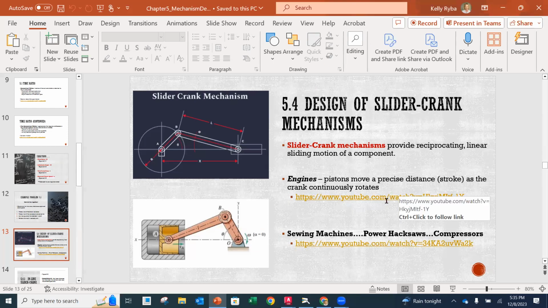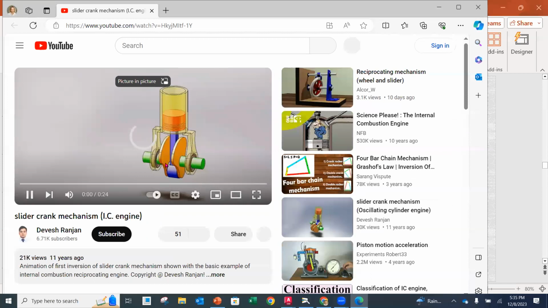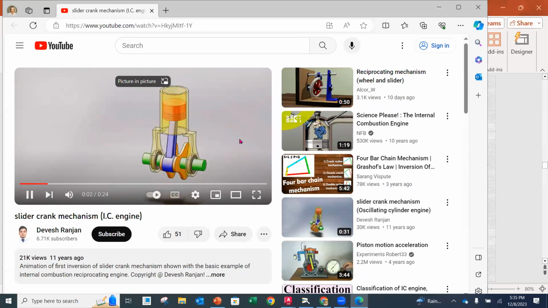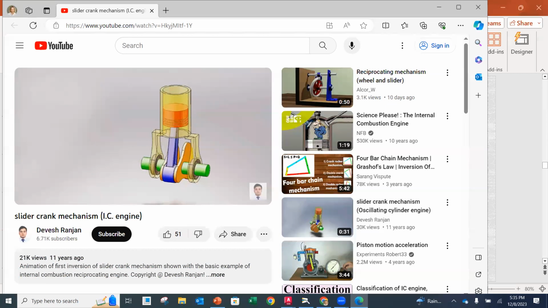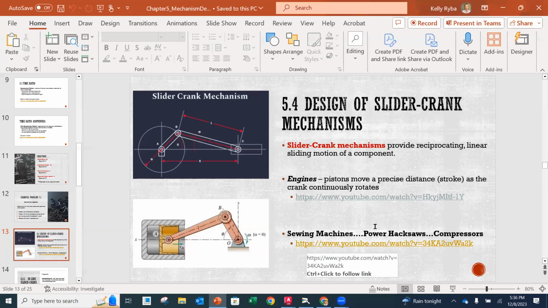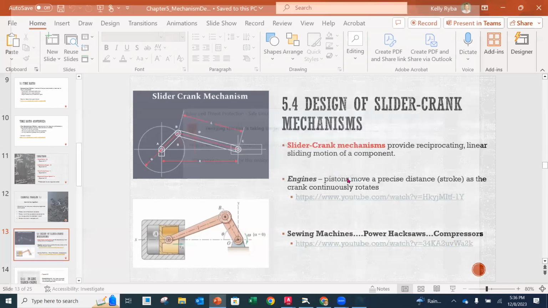We'll look at a really quick example here. You'll notice the crank going around, and then the piston is going up and down within the confines of the bore of that cylinder in a linear fashion. The next one that we have is sewing machines, power hacksaws, and compressors. I forget which one this is. I think this might be a power hacksaw, if I remember correctly.